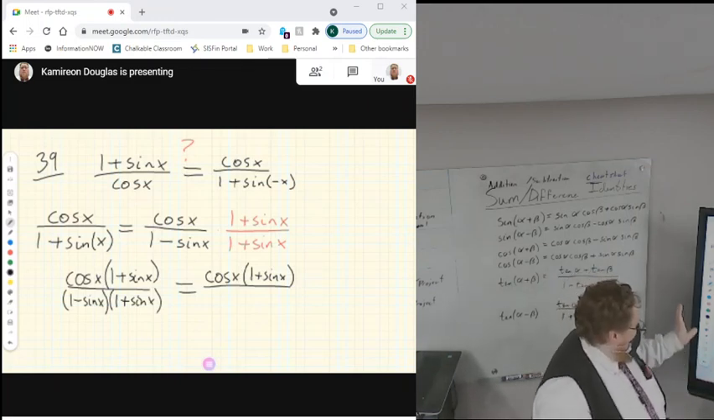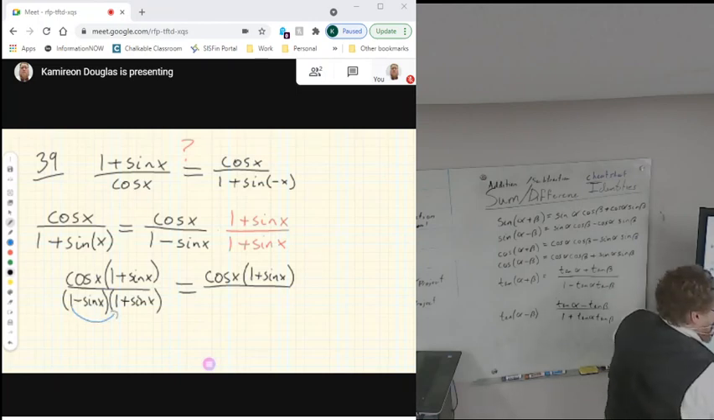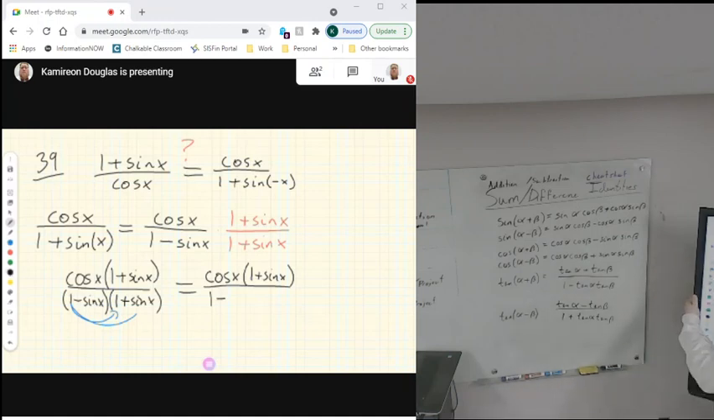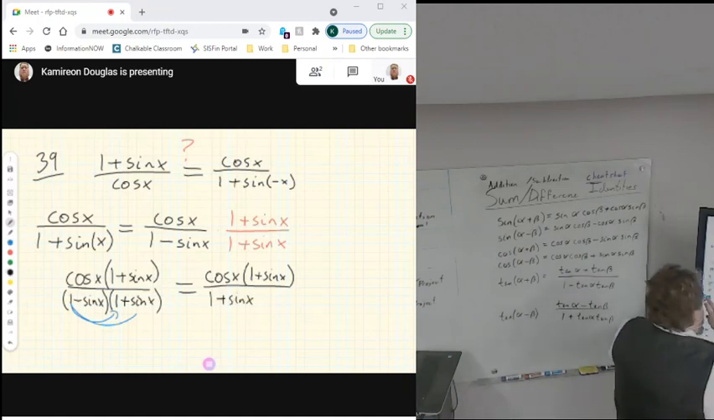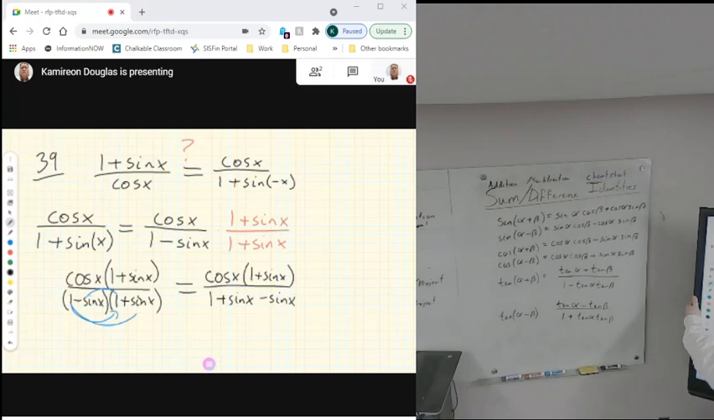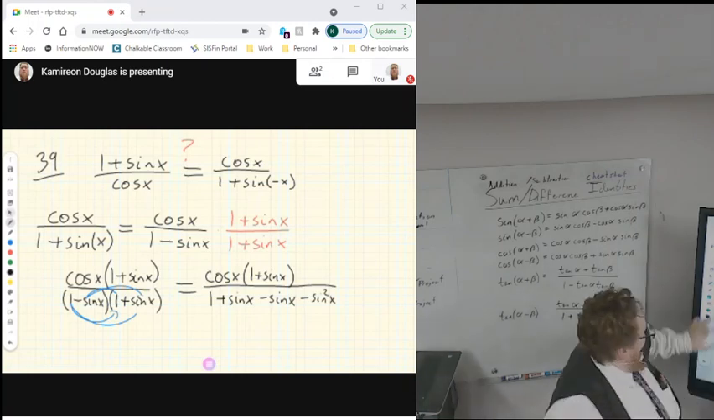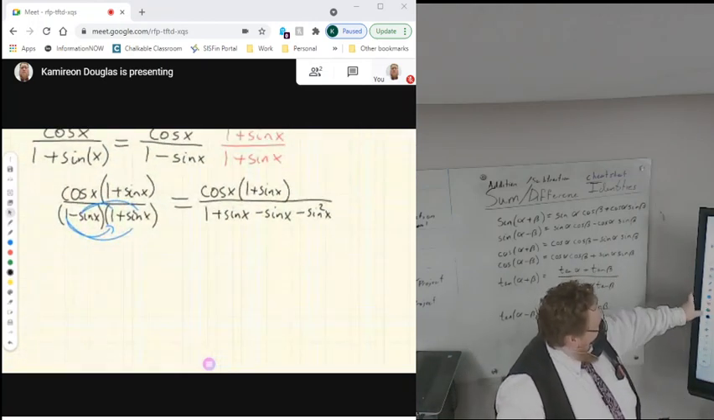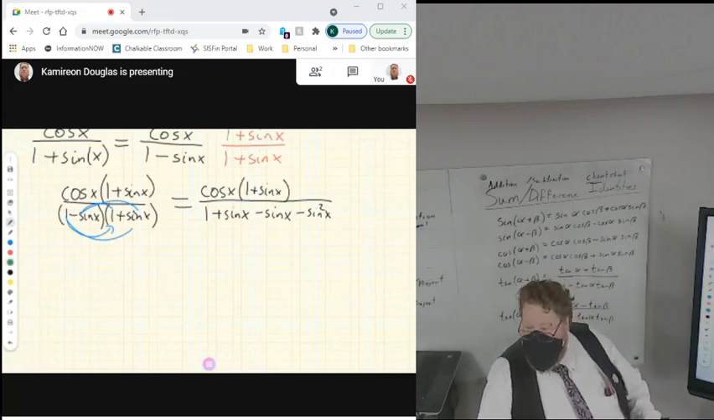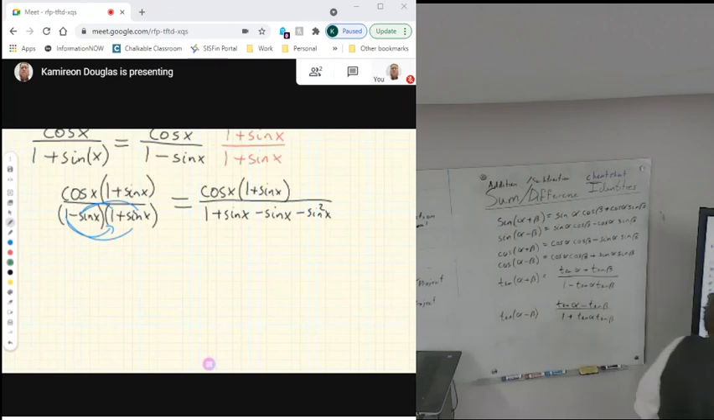The bottom I'm going to FOIL. So 1 times 1 gives me 1. 1 times positive sine of x gives me plus sine of x. Negative sine of x times 1 gives me negative sine of x. And negative sine of x times positive sine of x gives me negative sine of x squared. Why is that so good? Because in the bottom, a conjugate has this unique property where the middle terms of FOIL end up canceling. So the positive sine and the negative sine go away, leaving something that Kylie was referring to.